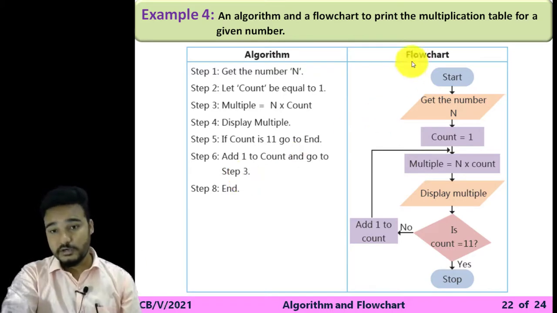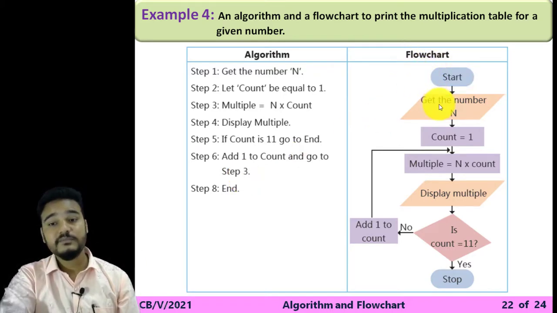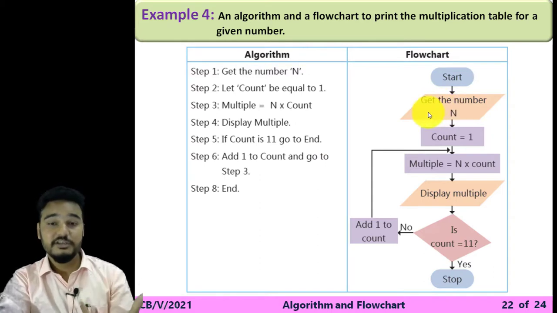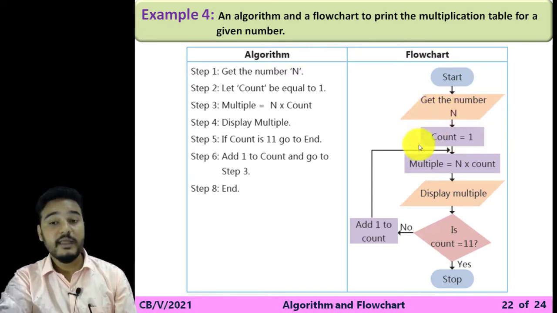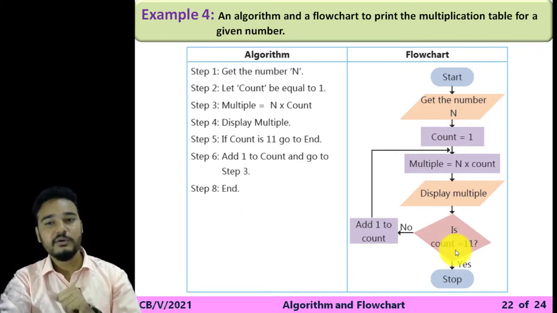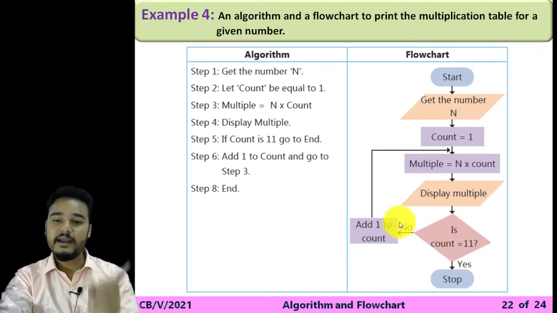Now go to the flowchart. Start ellipse, parallelogram for input, get number. Here rectangle, processing, count is equal to 1. Then multiple is equal to n into count. Suppose we have entered 3. 3 into count, which is equal to 1, 3 into 1, display 3. Is count 11? Has it reached 11? No. So what we'll do? We'll add 1 to count.